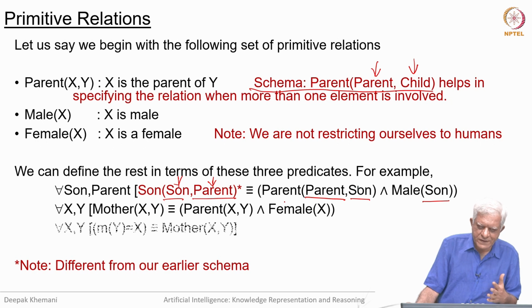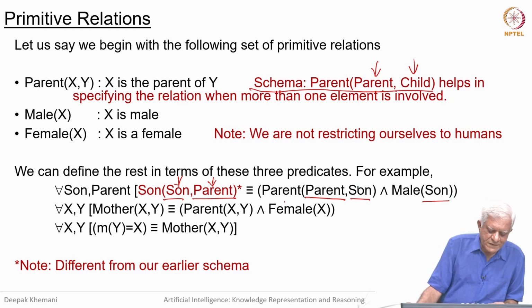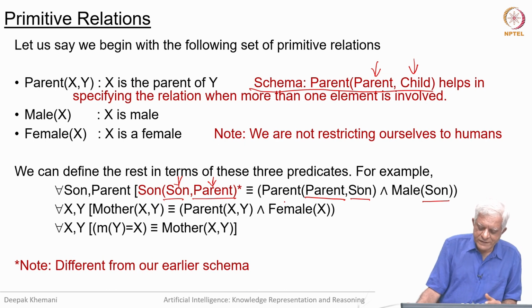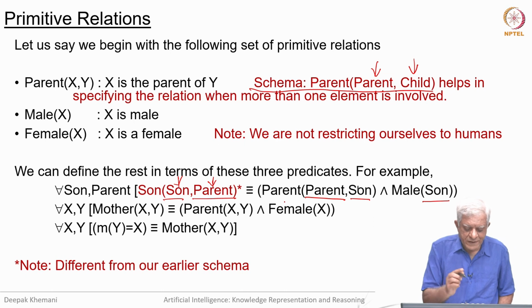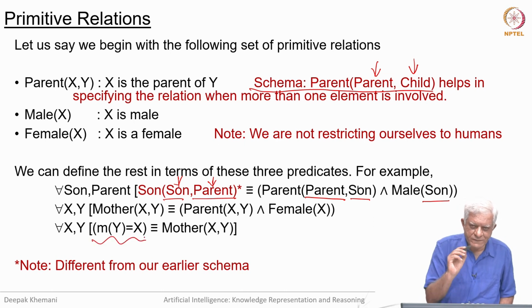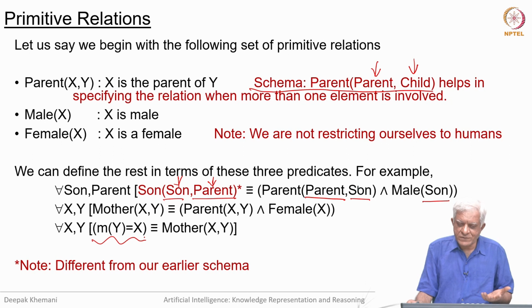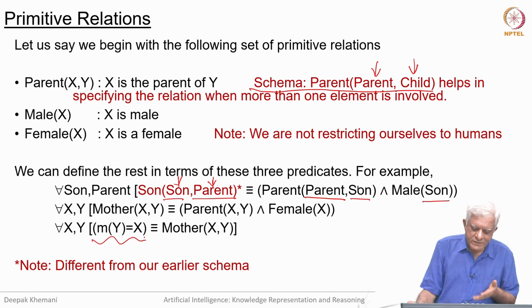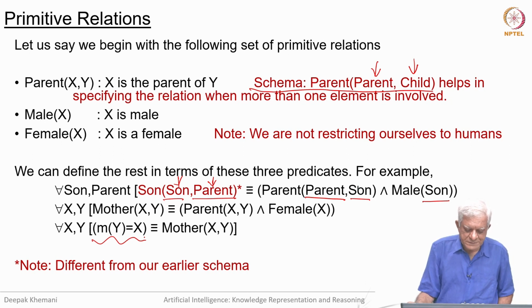I am using x y from henceforth, easier to read. So, we say x is the mother of y if x is the parent of y and x is female. Then we can define our earlier definition that we had using equality: x is equal to the mother of y is equivalent to saying mother x y.